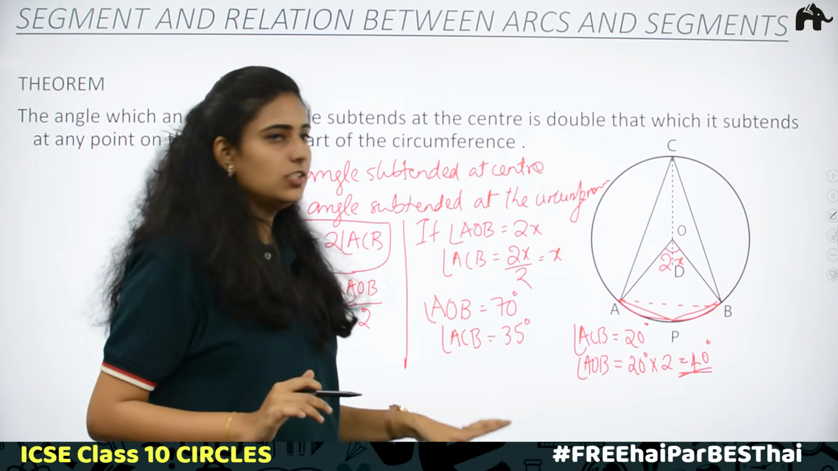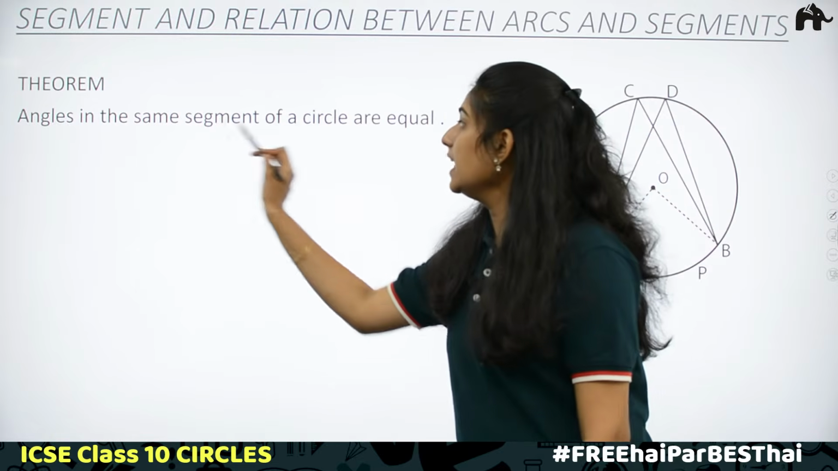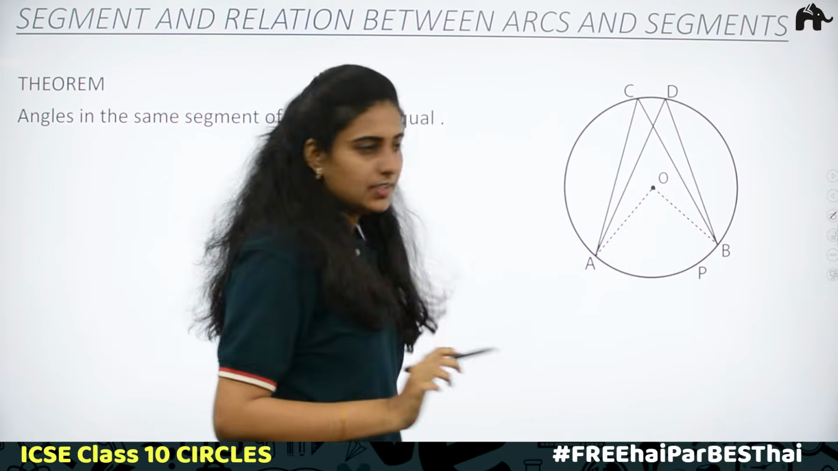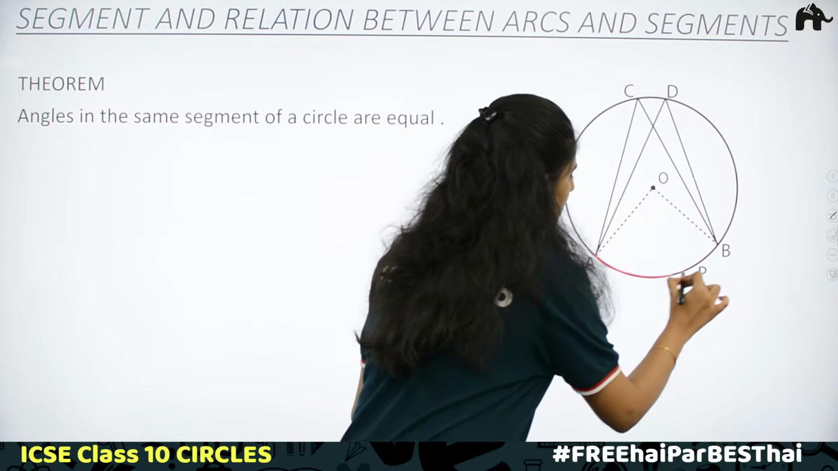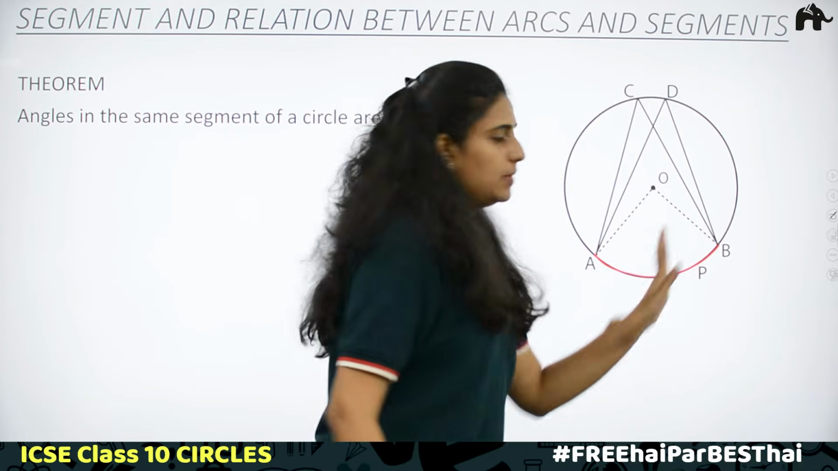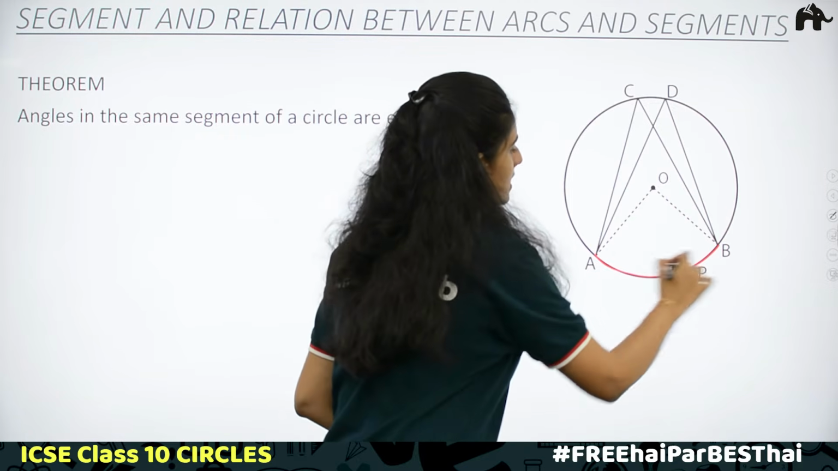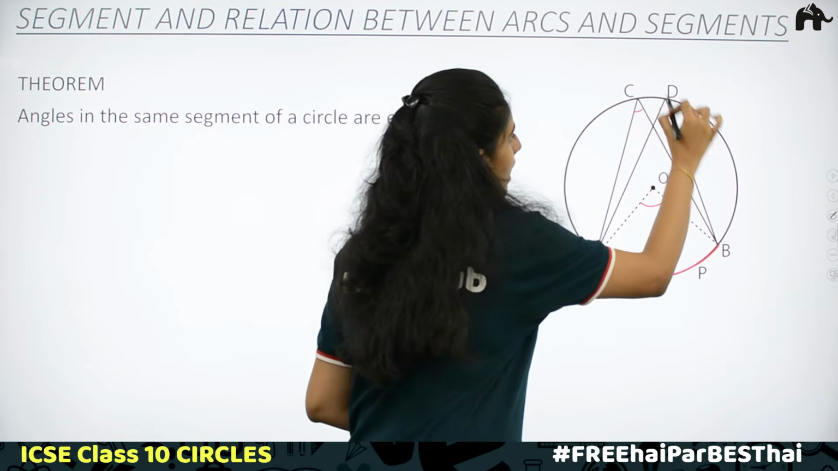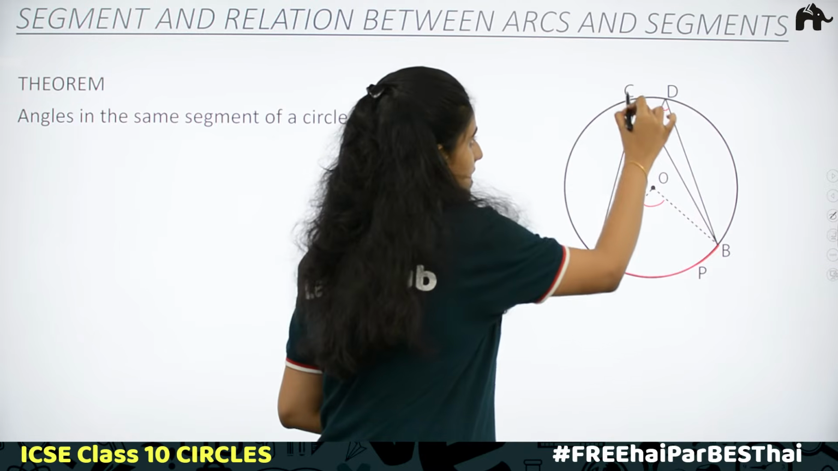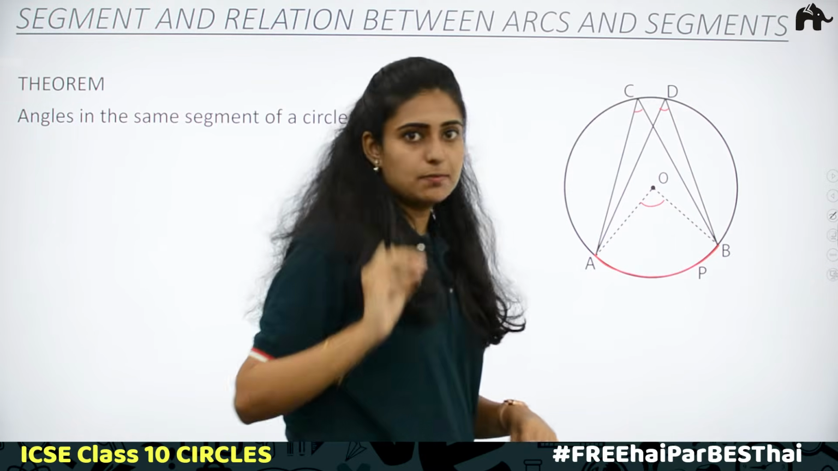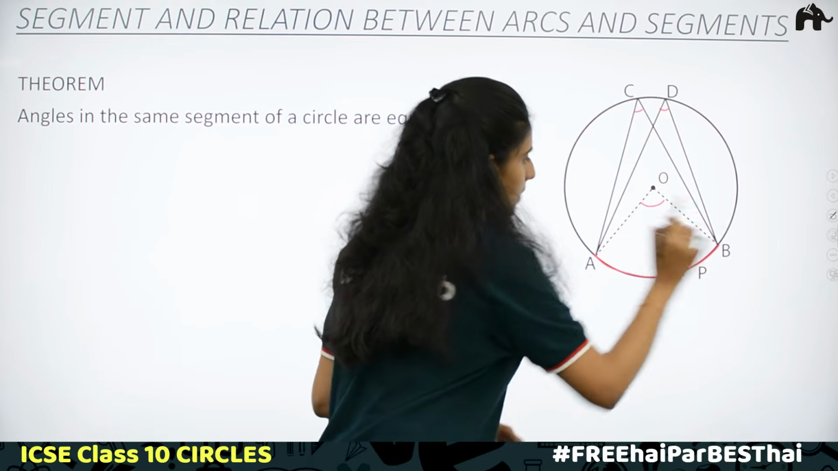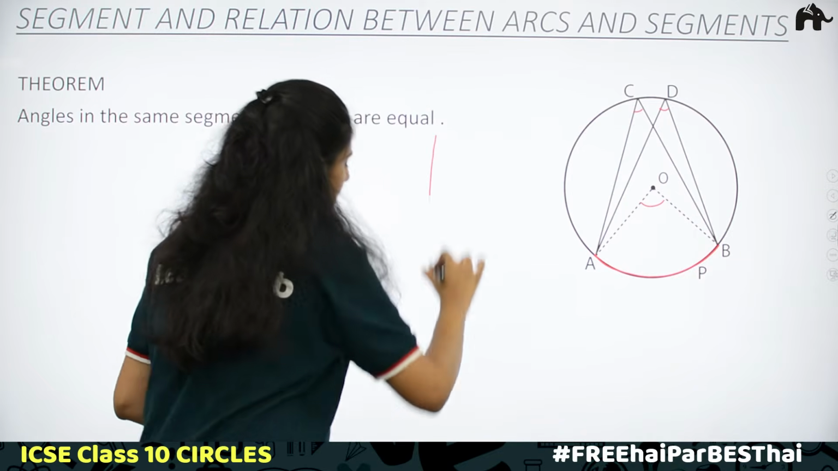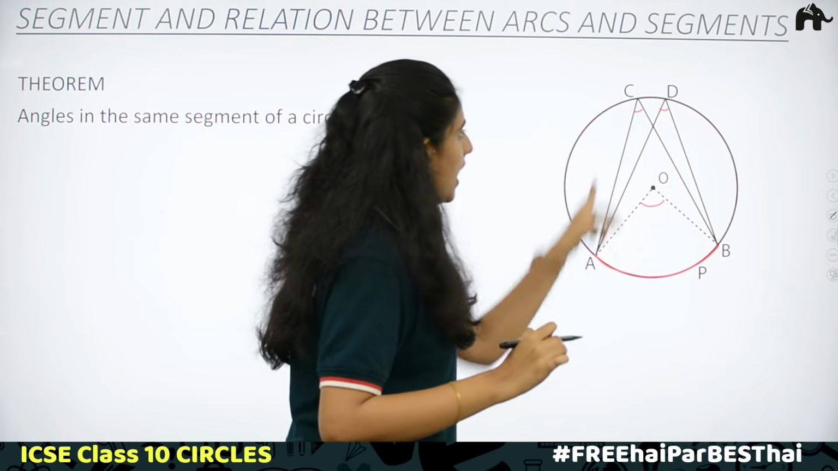Understood this theorem? Next theorem: angles in the same segment of a circle are equal. Here we have a figure. Again we have arc AB here. This APB is an arc. APB subtends angle AOB at the center. Here we have two other angles, ACB and ADB, subtended by the same arc APB on the circumference of the circle. We have studied the relation between AOB and ACB.